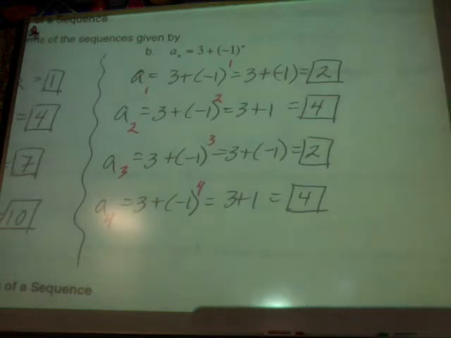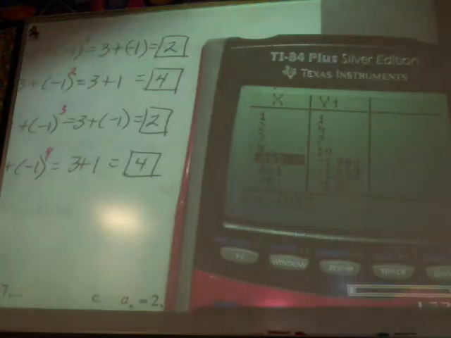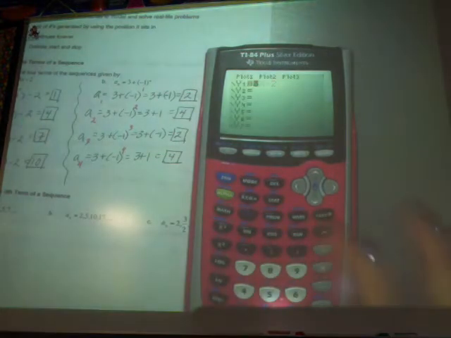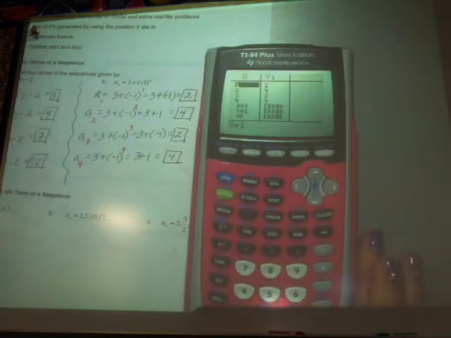Okay. And again, if I were to put it on my calculator, we check it. So go into y equals, and put in 3 plus, use parentheses, -1, raised to the x. And go to second graph for your table. And you get 2, 4, 2, 4, 2, 4. Don't worry about the errors that are showing on mine. Okay, so it does check.